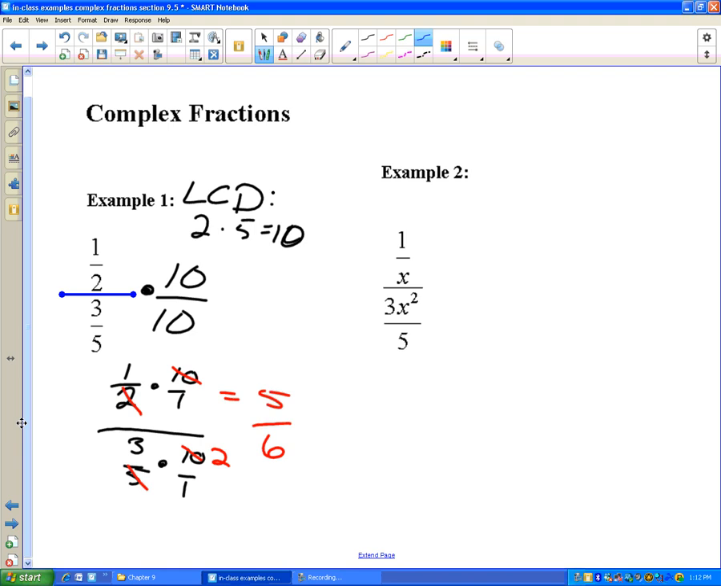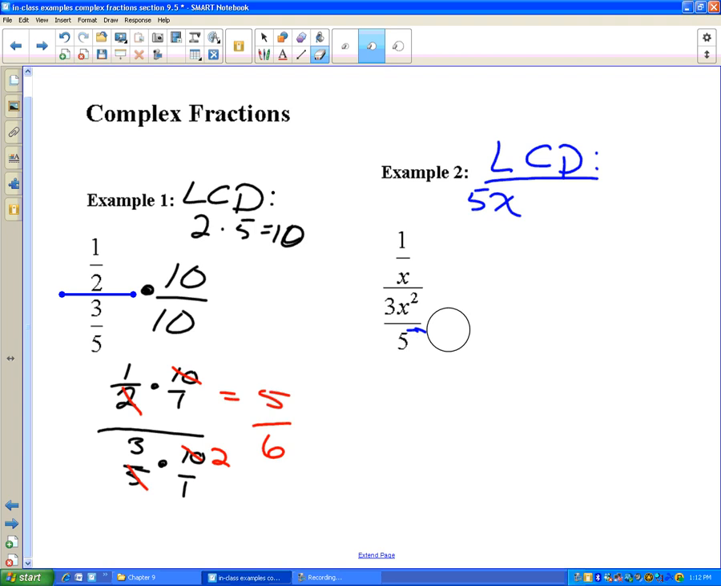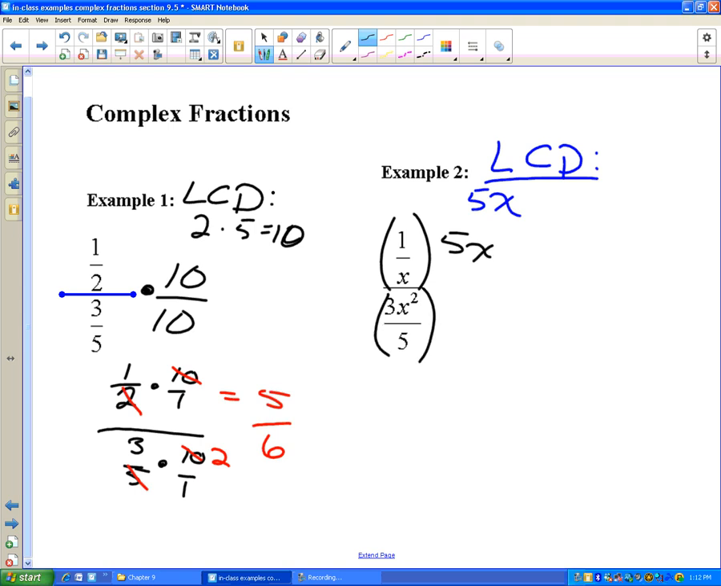So let's go to example 2 and double check you get the methods. First thing I want to do is find my LCD, my least common denominator. In my first denominator, I have an x. In my second denominator, I have a 5. So my least common denominator needs to be 5x. So I'm going to multiply my numerator and my denominator by 5x. When I do this, the denominators of the small fractions should almost always cancel out.